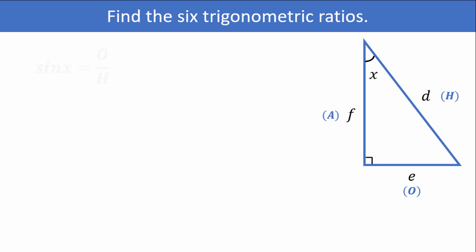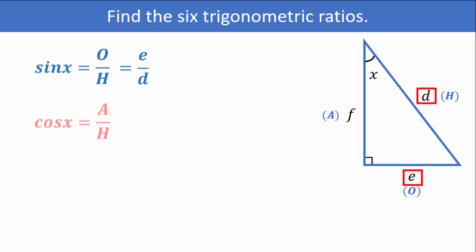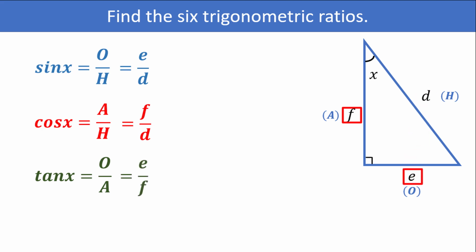Sine of x relates the opposite side to the hypotenuse, so sine of x is E over D. Cosine of x relates the adjacent side to the hypotenuse, so cosine of x is F over D. Tangent of x relates the opposite side to the adjacent side, so the tangent of x is E over F.